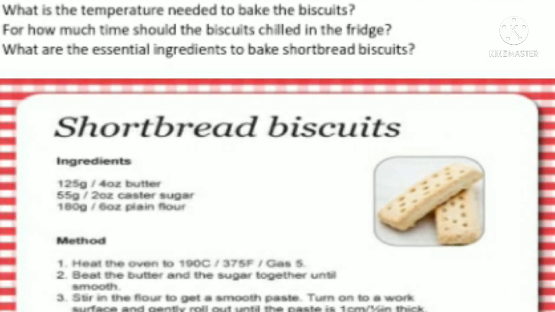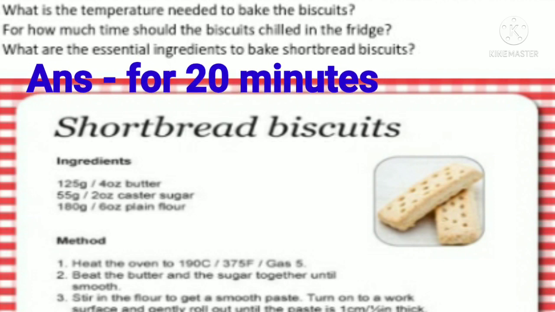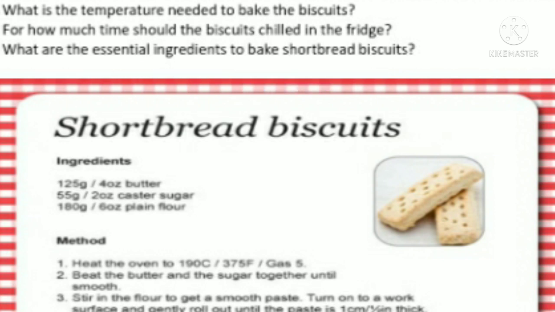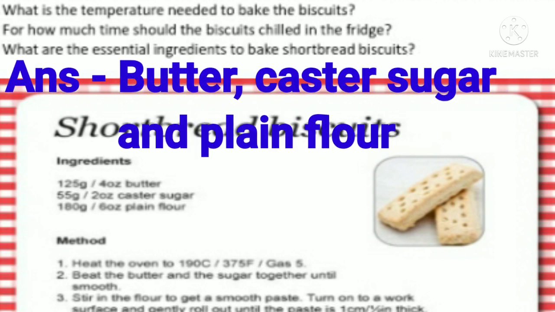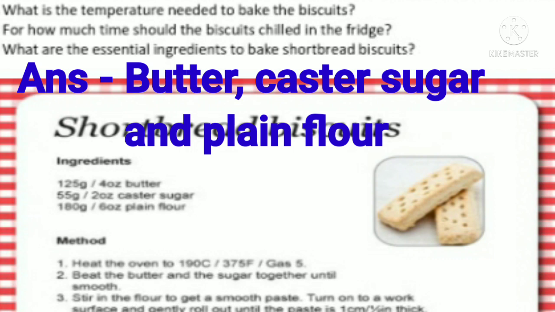Now the questions. What is the temperature needed to bake the biscuits? The needed temperature to bake the biscuits is 190 degrees Celsius or 375 Fahrenheit. For how long should the biscuits be chilled in the fridge? For 20 minutes. What are the essential ingredients to bake shortbread biscuits? They are butter, custard sugar and plain flour.